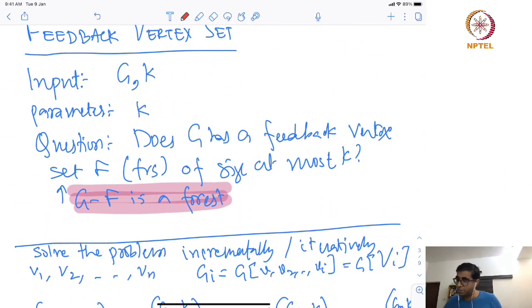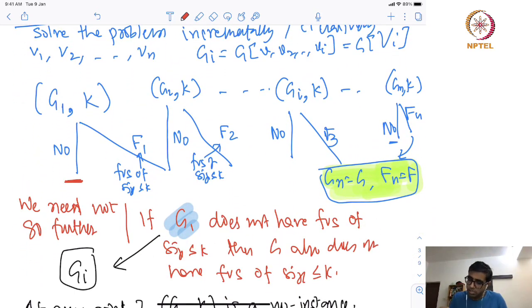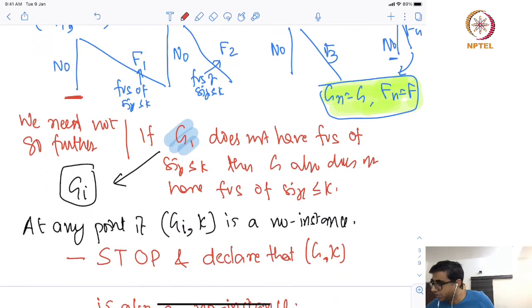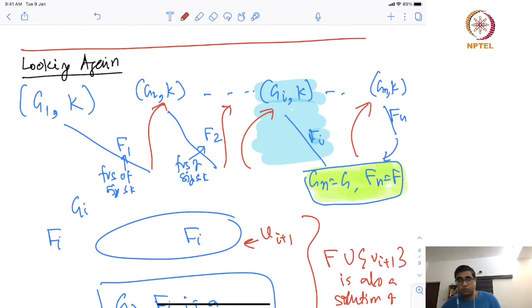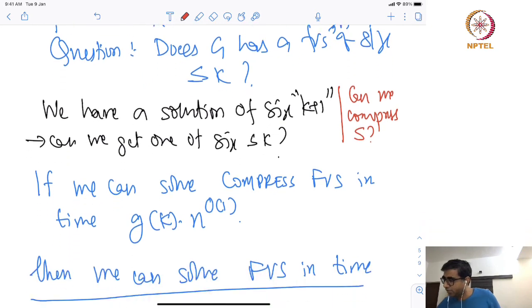Then we looked at the feedback vertex set problem. We said: what happens if we incrementally solve the problem? If at some point we get a no instance, we can say no immediately. But what was interesting is that when we are able to say yes, for the next instance we are able to build a solution of one extra size. So now we have a help: we do have a solution of size k plus 1, and the question becomes, can you find one of size at most k with the help of this size k plus 1 solution? And that led from compress FVS to disjoint compress FVS.